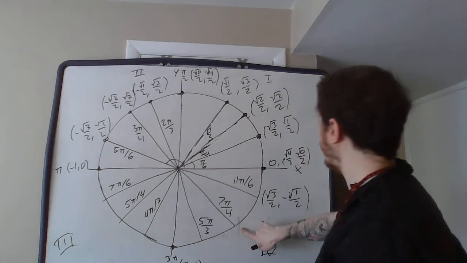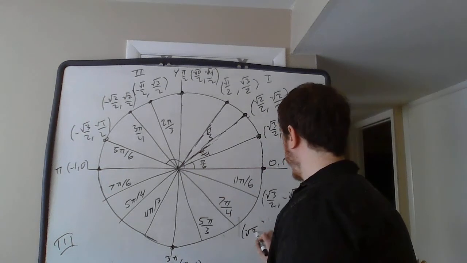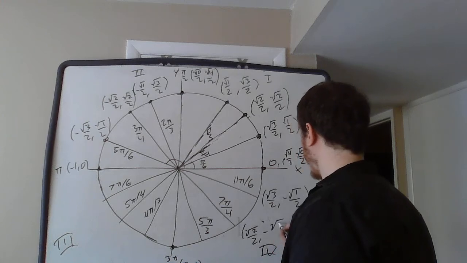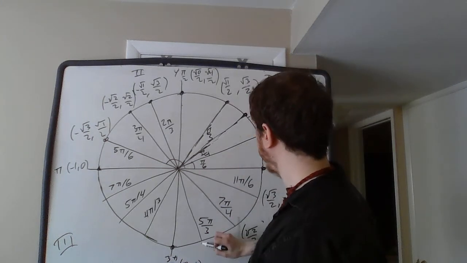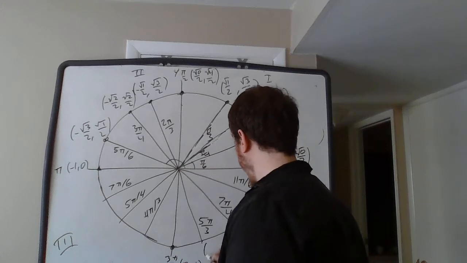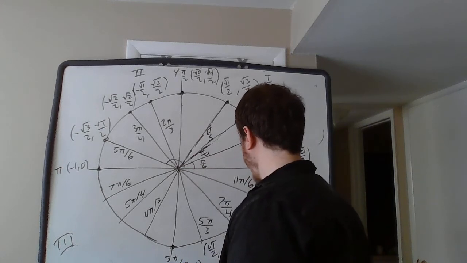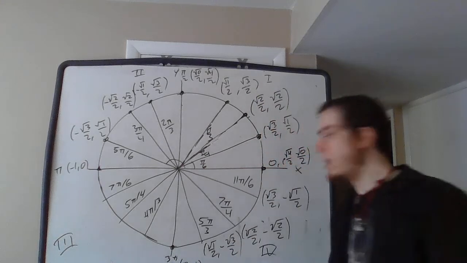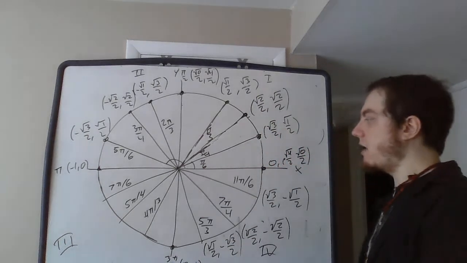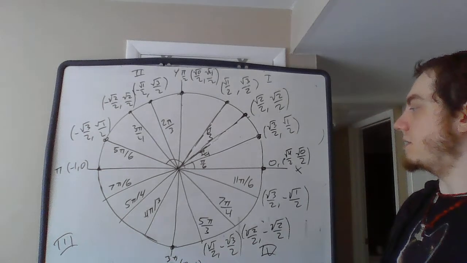Okay, flip this point: square root 2 over 2, comma, negative square root 2 over 2. And flipping this point is going to give me square root of 1 over 2, comma, negative square root 3 over 2.